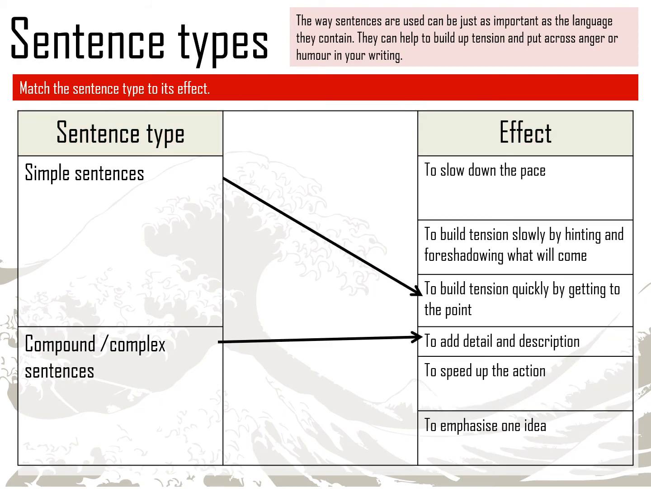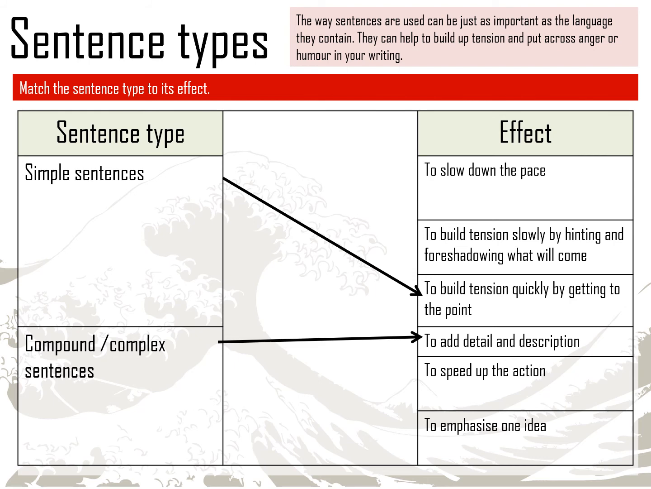So for example, one effect that simple sentences have is to build tension quickly by getting to the point. One effect that compound and complex sentences have is to add detail and add description. So have a look at those other effects. To slow down the pace, to build tension slowly by hinting and foreshadowing what will come, to speed up the action, to emphasize one idea.